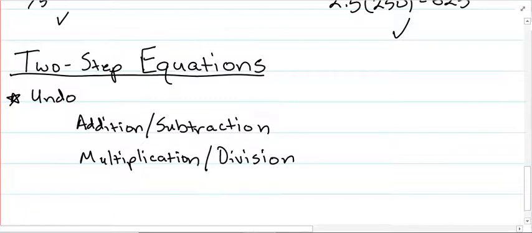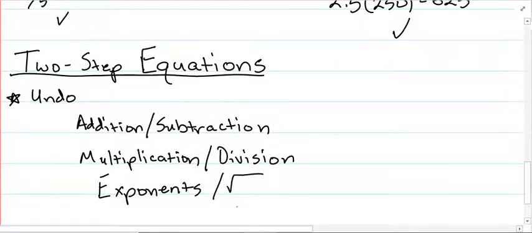So first we'll undo addition and subtraction, then we will undo multiplication or division, and then we will undo any exponents that we see. That includes any square roots. So any exponents or symbols like this. And lastly, we'll deal with any parentheses. We'll undo anything that's inside parentheses.